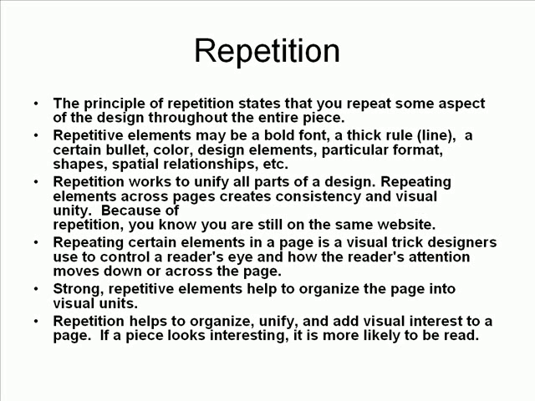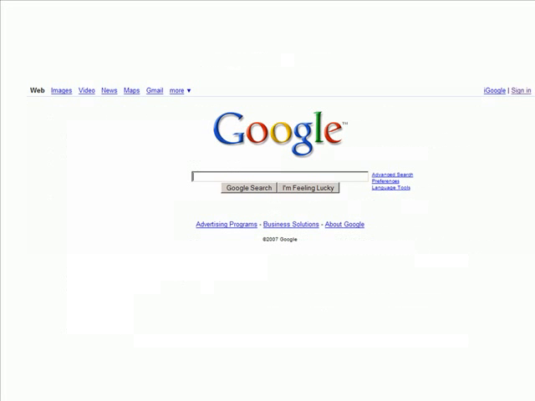By repeating certain elements of a page, it achieves a visual trick that designers use to control a reader's eye and how the reader's attention moves down or across the page. Strong repetitive elements help organize the page into visual units. Repetition helps to organize, unify, and add visual interest to a page. If a page is interesting, it's more likely to be read.